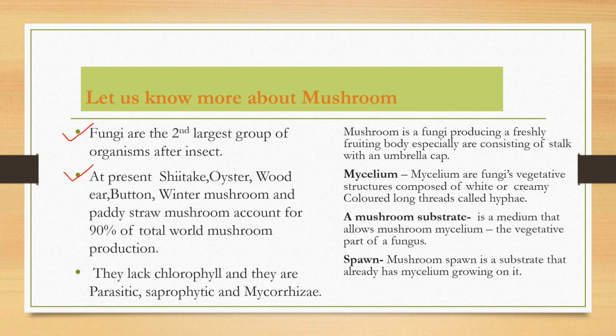So mushroom is an edible fungus. It is any of various fungi that produce a fleshy fruiting body, especially one consisting of a stalk with an umbrella-shaped cap. They lack chlorophyll and thus they are parasitic, saprophytic, and mycorrhizal. Parasitic is an organism that lives on a host, saprophytic is a plant, fungus, or microorganism that lives on dead or decaying organic matter, and mycorrhiza is the mutual symbiotic association between fungi and plants.